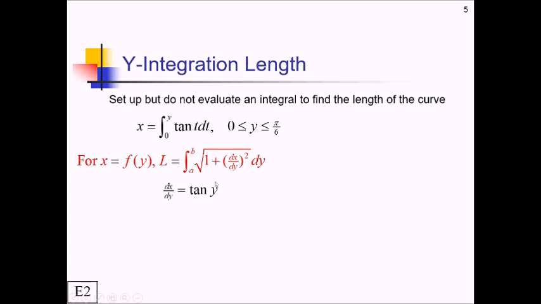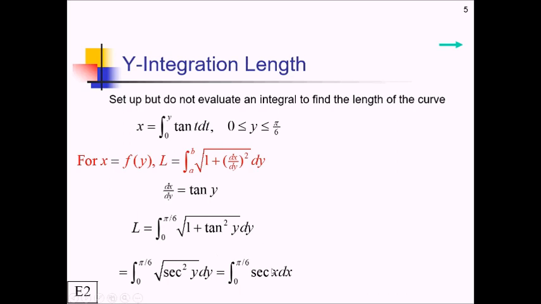Plugging that in, we have integral from 0 to pi over 6 of square root of 1 plus tan squared of y, dy. And you could leave it like this, but if this were a multiple choice question, this would probably be simplified. So if we wanted to take this a step further, we know that 1 plus tan squared is equivalent to secant squared, which we could then square root to get just plain old secant of y. So on multiple choice, this is most likely what you would see.